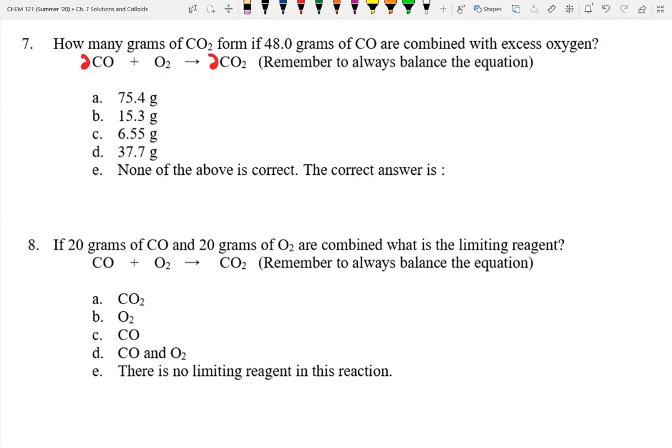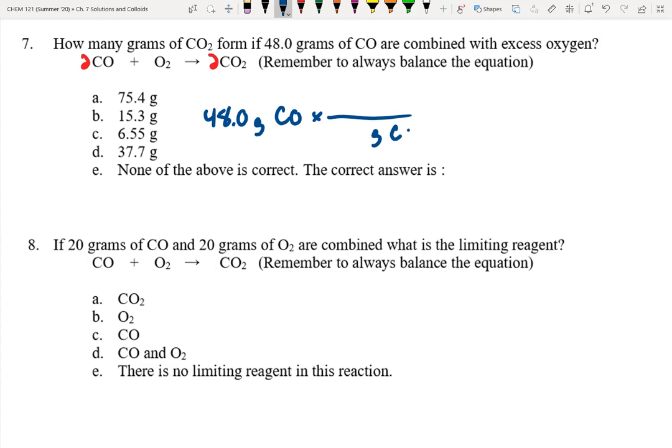I always do that before doing any of the math. And now we can jump into the math. It says that 48.0 grams of CO are combined with excess oxygen, and it's asking how many grams of CO2 would form. So what should I convert to first? What's the best thing we can always convert to? Grams to moles? Yep. I always tell my students, at least in intro-level courses, that moles are the universal currency in chemistry. So if you're ever stuck, try to get to moles.